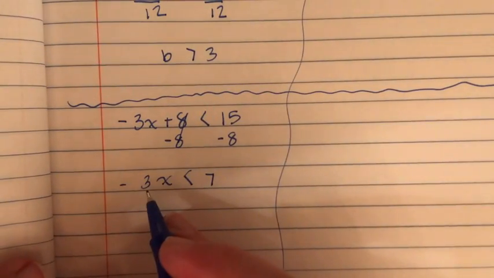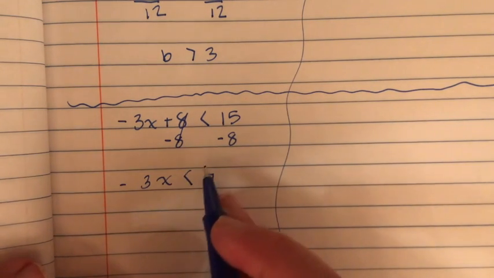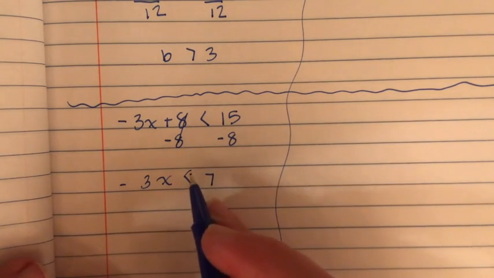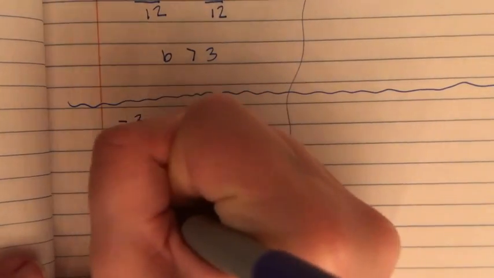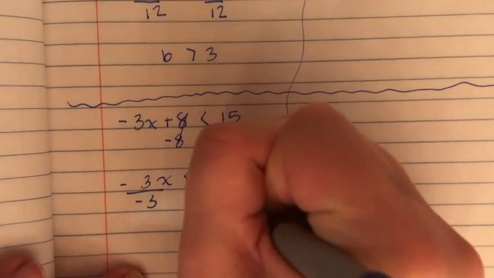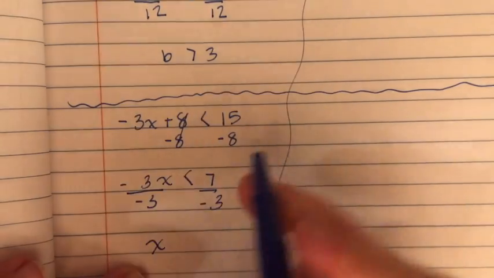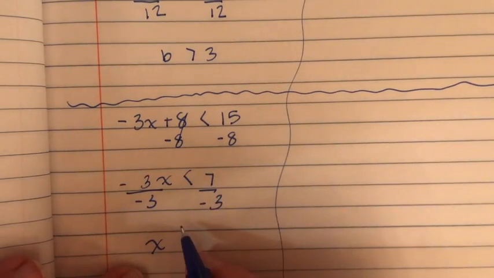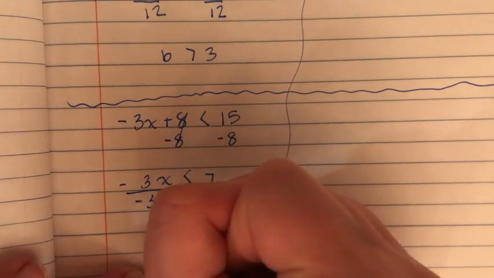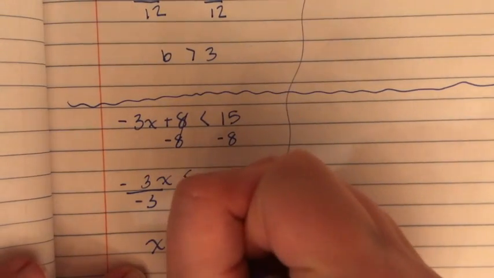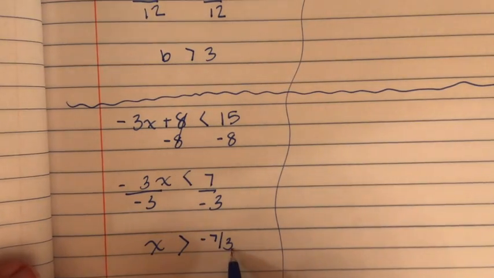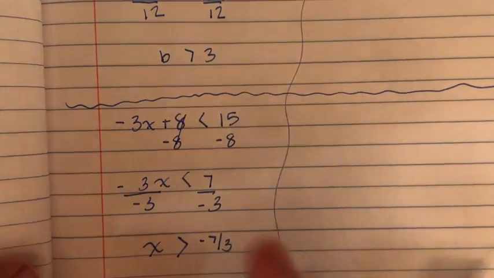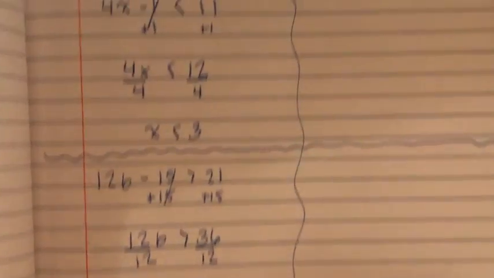So now I'm going to divide both sides by negative 3, and when I do that, because it's a negative, this sign here has to change. So I divide, and I get x. So here it's less than, it now needs to flip, and it's going to be greater than negative 7/3. And I can leave my answer like this because it's reduced, and I can leave it as an improper fraction if I would like to.